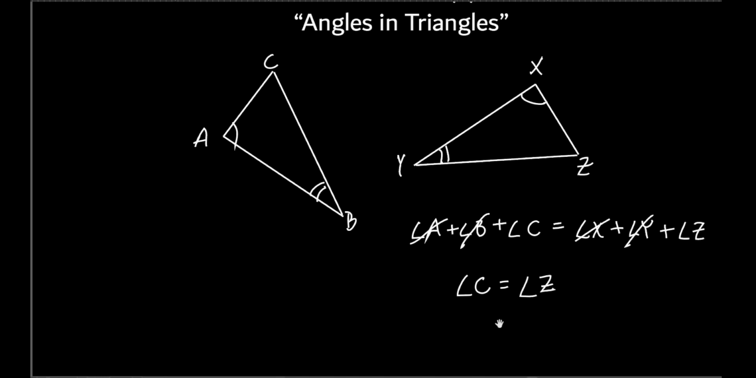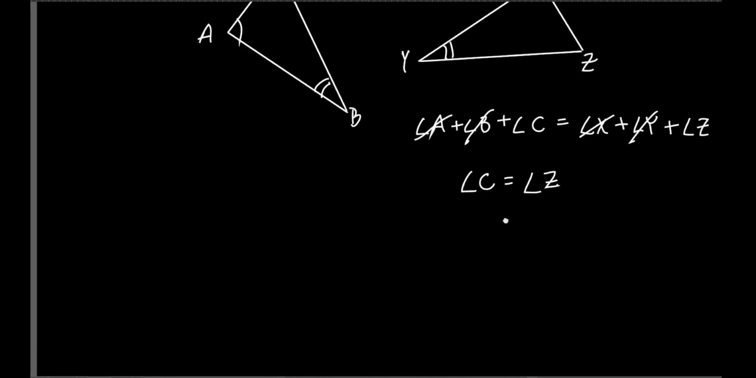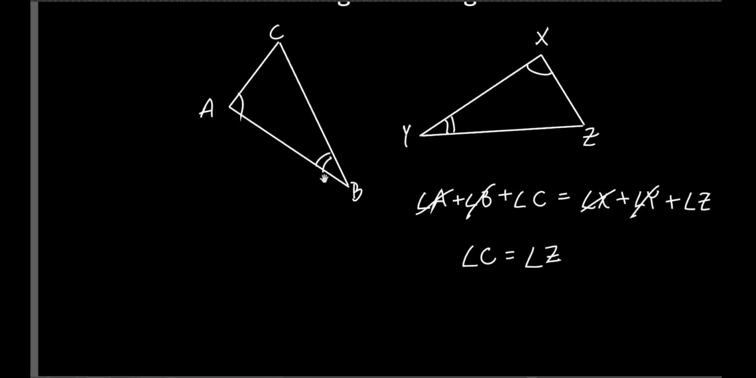So angle C must equal angle Z. So we have a theorem and it says this. It's written in the book. It says if two angles of one triangle, right here, are equal to two angles of another triangle. Do we have that situation here? Do we have two angles on this triangle equal to two angles on the other triangle? Yeah, I got this one. It doesn't mean that these two are equal to each other. It just means these two angles are equal to the two angles in the other triangle.